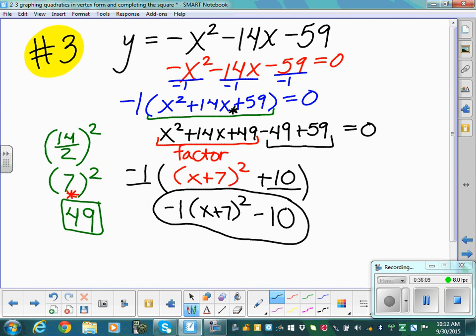Questions on that one? Is everybody okay with me distributing that negative 1 in very last? Okay, positive 10 times negative 1 is negative 10. Okay, questions? Okay, so I'm going to have you practice problem number 4. I'll leave this up. So we're doing practice problem number 4.